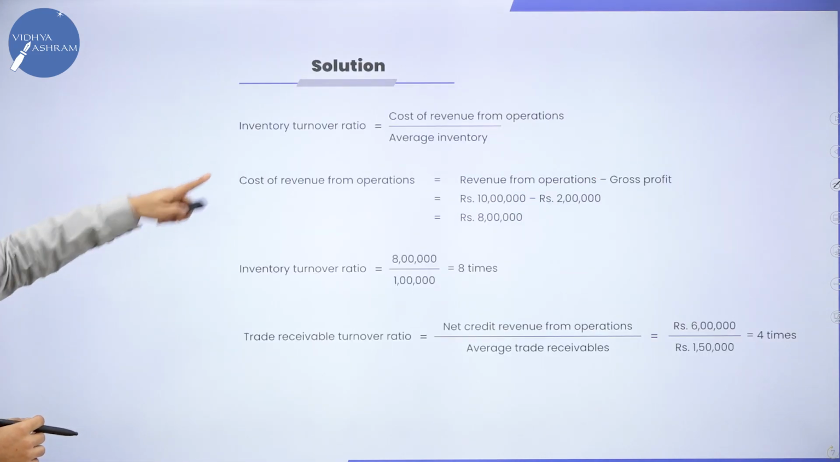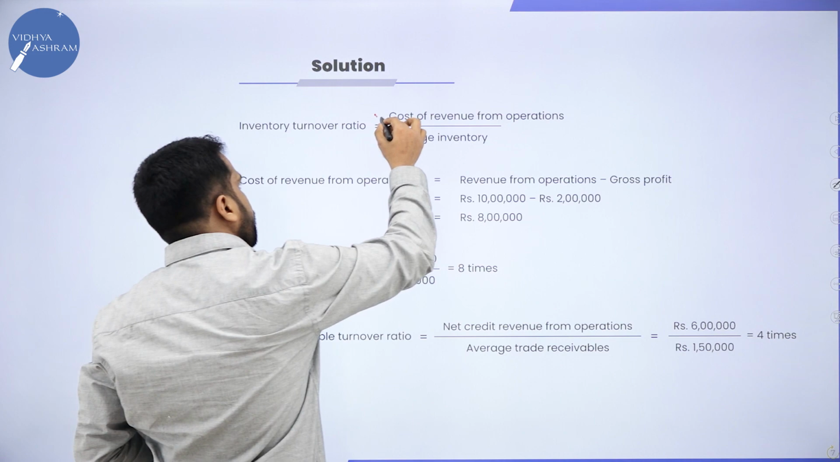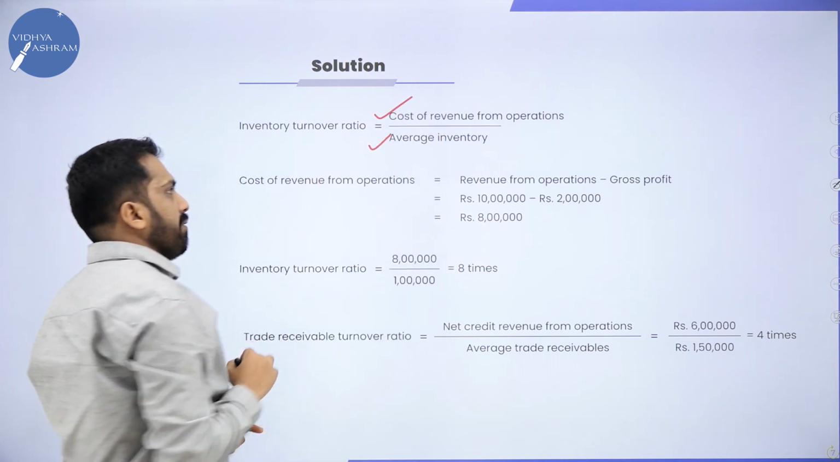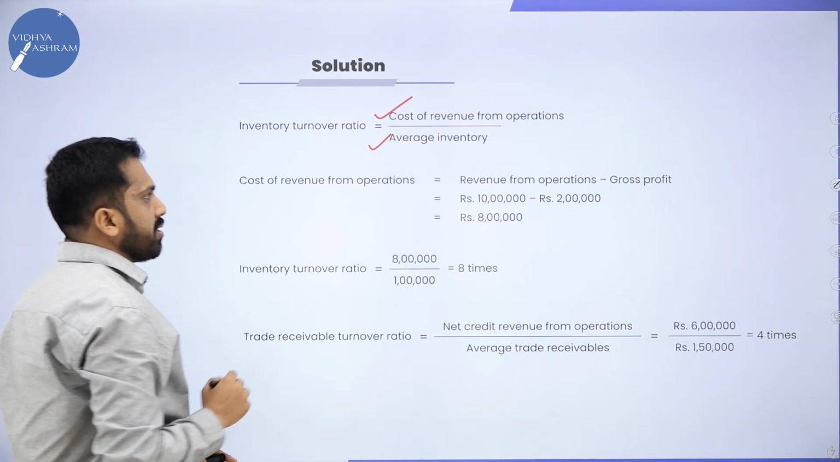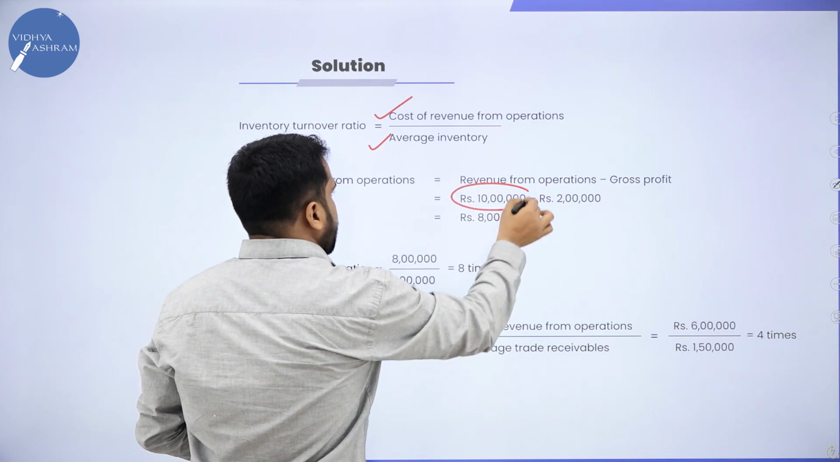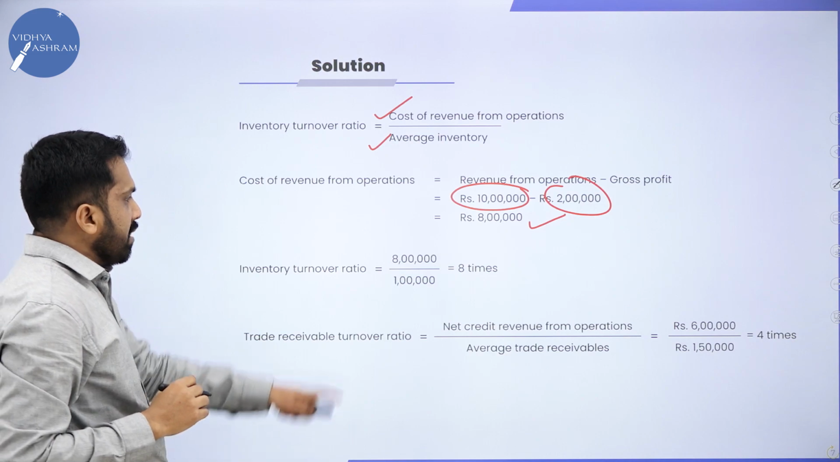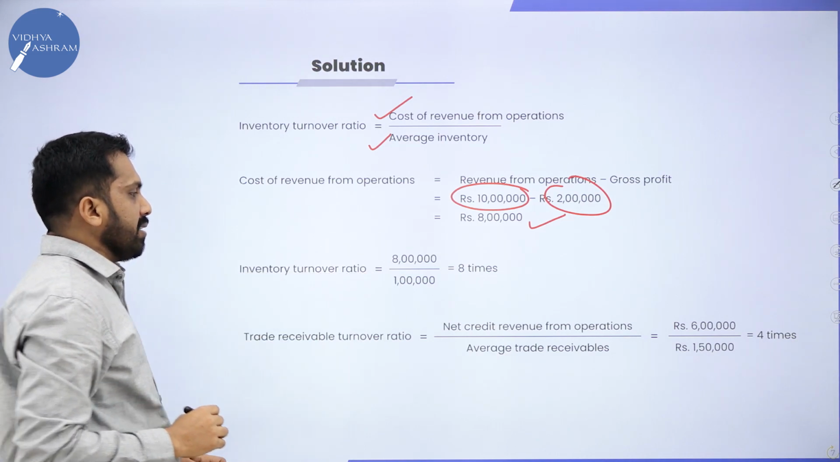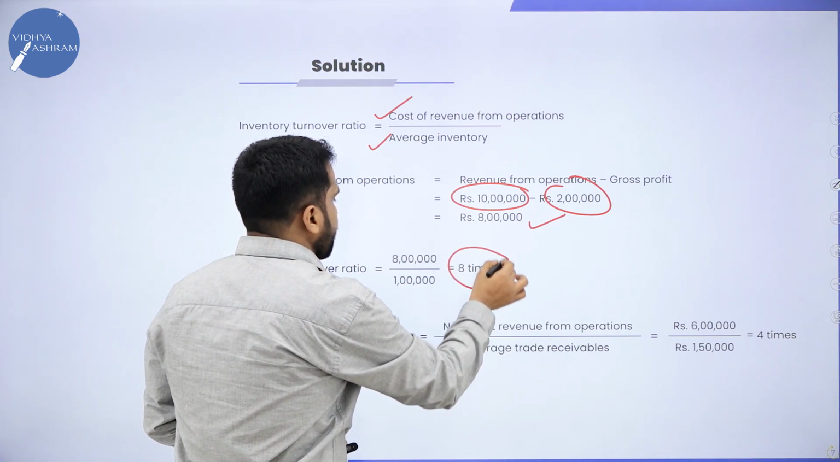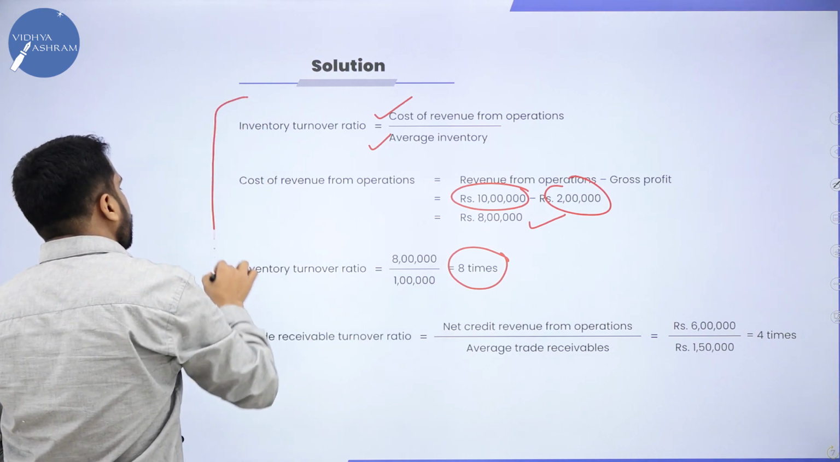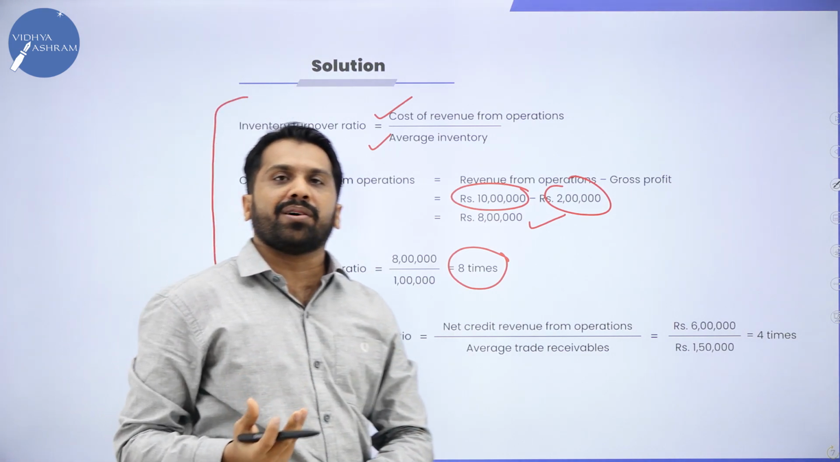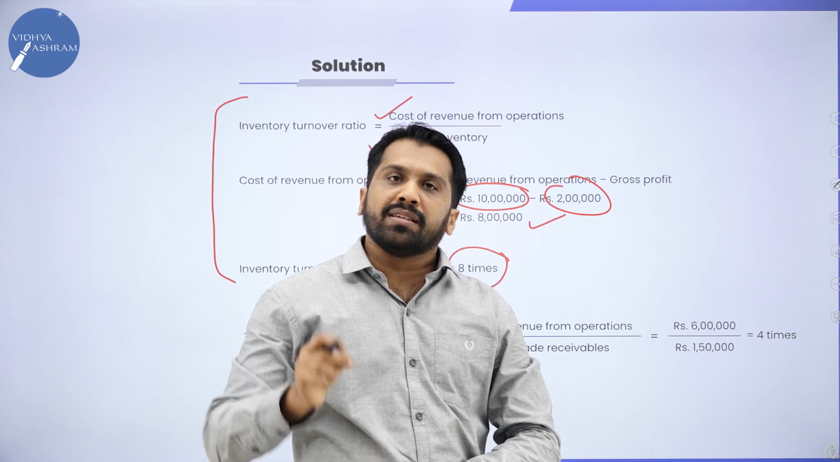See, inventory turnover ratio is cost of revenue divided by average inventory. What is your cost of revenue? 10 lakh minus 2 lakh, your answer is 8 lakh. 8 divided by 1, your answer is 8 times. Any doubt in this? This is called inventory turnover.